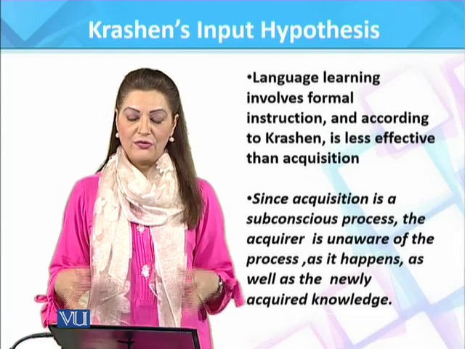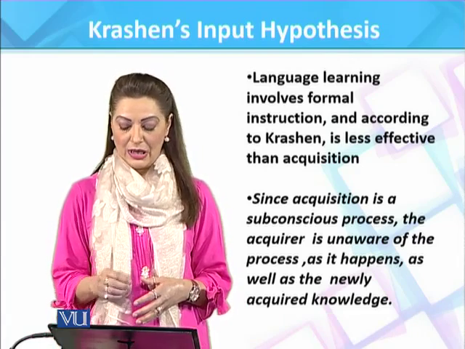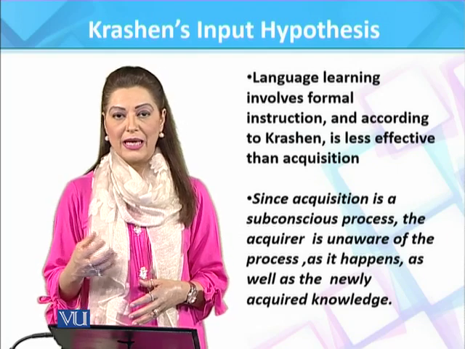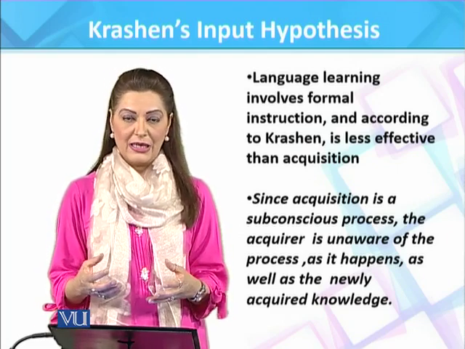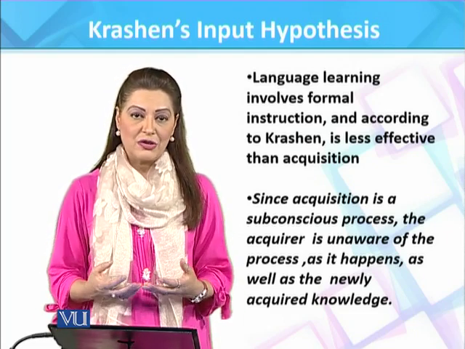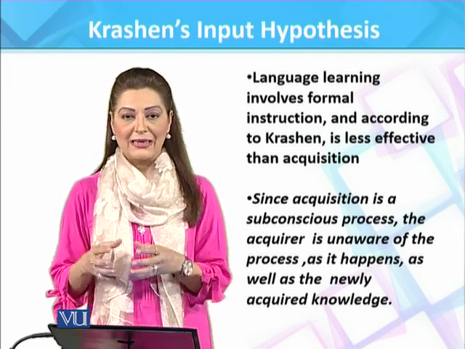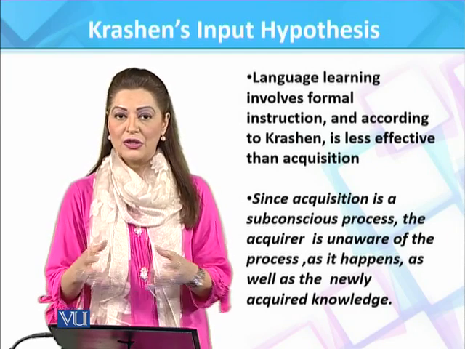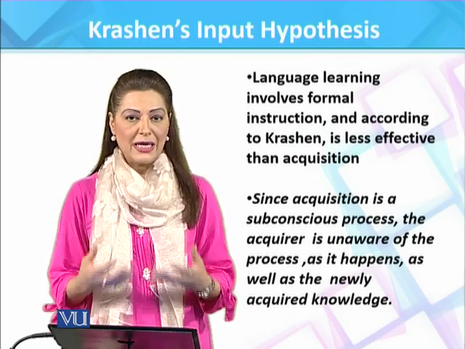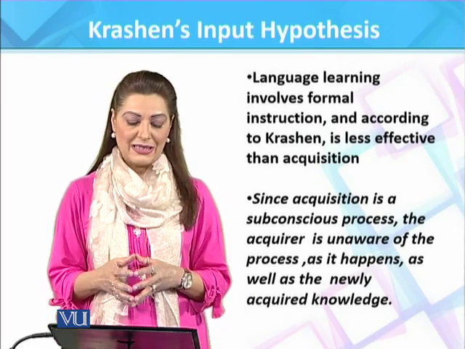Language learning involves formal instruction and, according to Krashen, is less effective than acquisition. Why is it less effective? The reason is that when you are acquiring, you are in a process which is effortless, and that motivates the learner. But a process which requires effort on the part of the learner demotivates the learner. That's why Krashen thinks that this process, where a lot of grammatical rules are given to a learner and he is required to process those rules and provide the correct output, makes this process less effective.